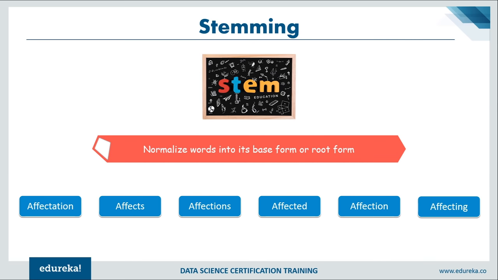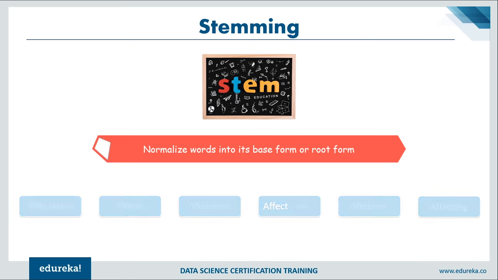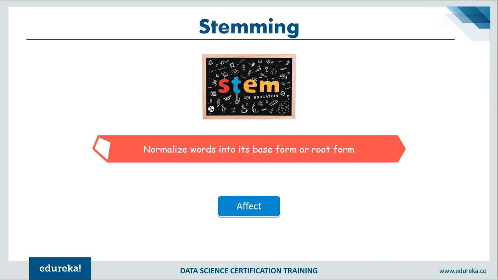Now all of these words originate from a single root word, that is affect. A stemming algorithm works by cutting off the end or the beginning of the word, taking into account a list of common prefixes and suffixes that can be found in an inflected word. Now this indiscriminate cutting can be successful on some occasions but not always. And that is why we affirm that this approach presents some limitations.